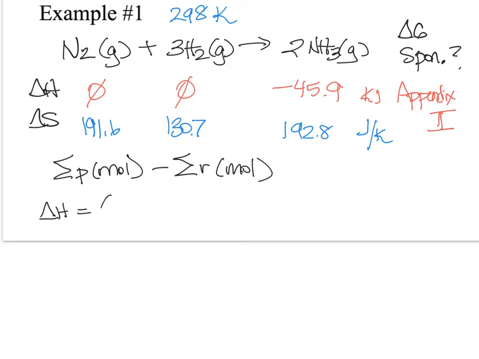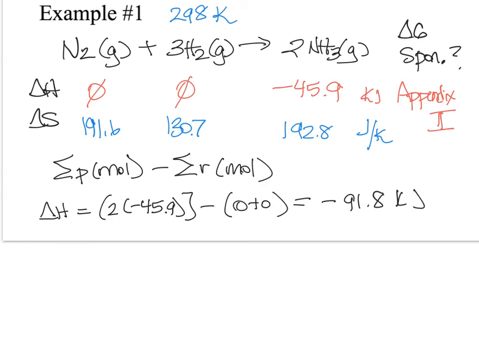Delta H is equal to 2 times a negative 45.9 minus 0 plus 0. And this gives me negative 91.8 kilojoules. So this tells me that this reaction is exothermic. Delta S is equal to 2 times 192.8 minus the sum of 191.6 plus 3 times 130.7.